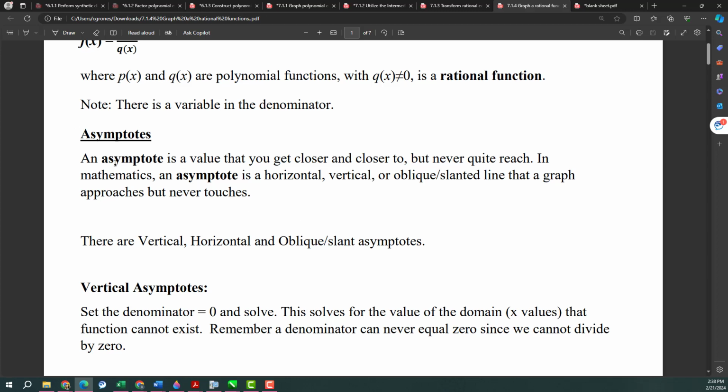Asymptotes. An asymptote is a value that you get closer and closer to but never quite reach. So your graph is going to continue to get closer and closer to some point or a line, and it's never going to touch it. So it approaches but never touches. So let me highlight this. It is a horizontal, vertical, or oblique slanted line that a graph approaches but never touches.